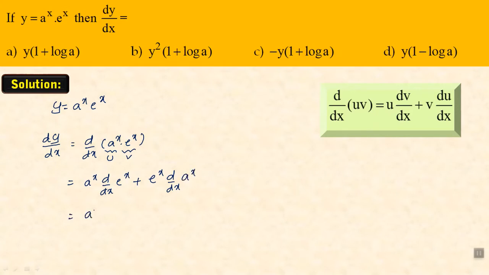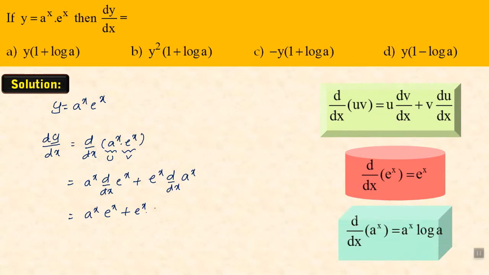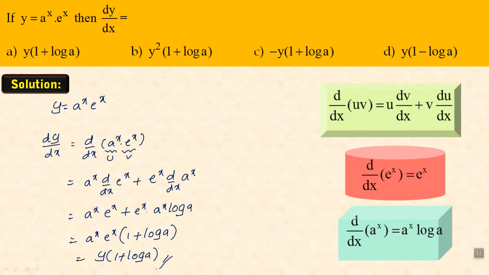This equals to a power x into d by dx of e power x, which is e power x, plus e power x into d by dx of a power x, which is a power x into log a. This equals to, in these two terms, a power x into e power x is common. So here 1 plus here log a. This equals to, given a power x into e power x is equals to y. So here y into 1 plus log a. Therefore, the answer is option A.